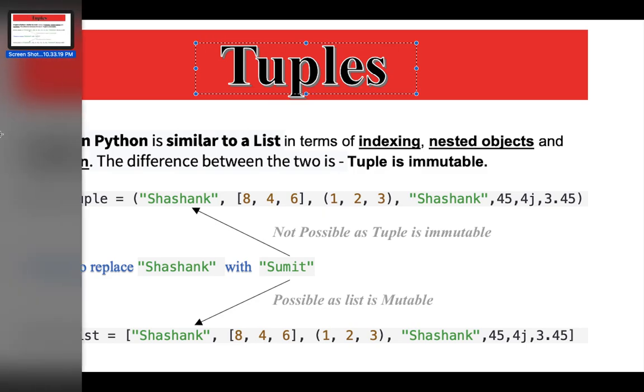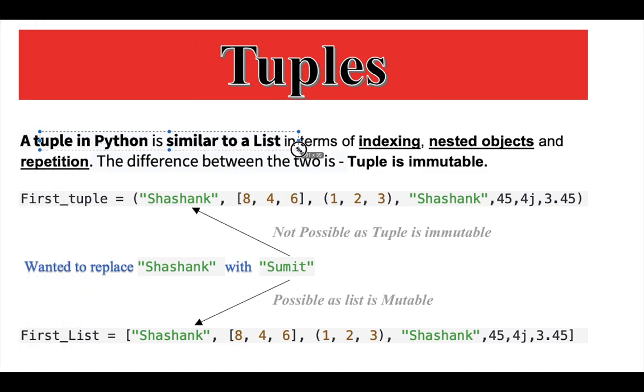As you can see on my screen, a tuple in Python is similar to a list in terms of indexing, nested objects and repetitions. However, the main difference between the two is that a tuple is immutable, which means we cannot change the elements inside a tuple, like we did in a list. Here you can see I have declared one tuple and one list. The main difference while declaring is that we use small brackets to declare a tuple, however, we use square brackets for declaring a list. After that, everything is the same.